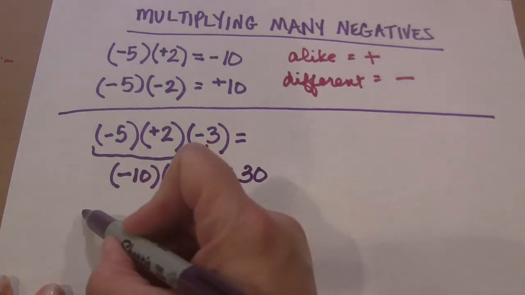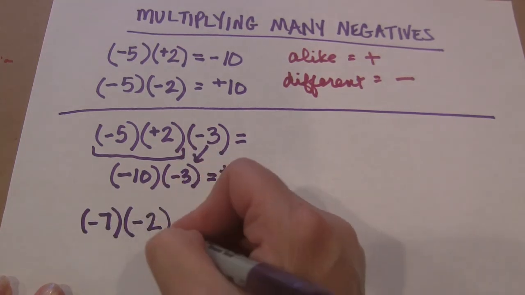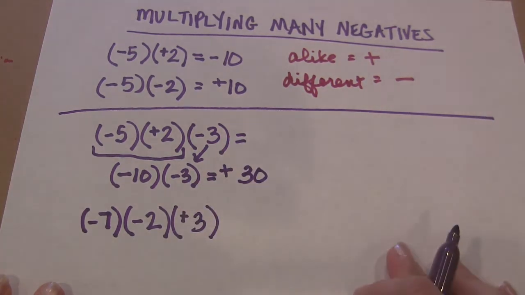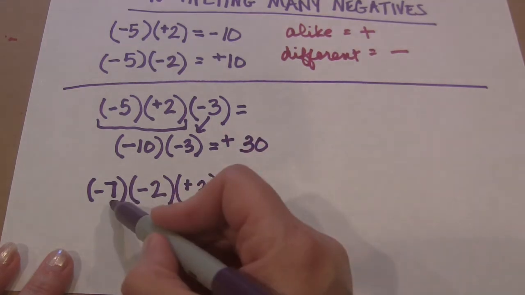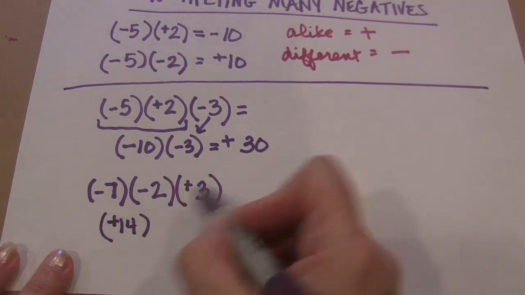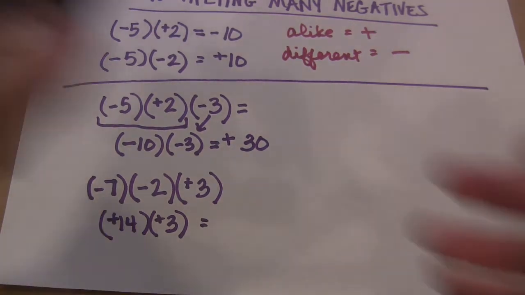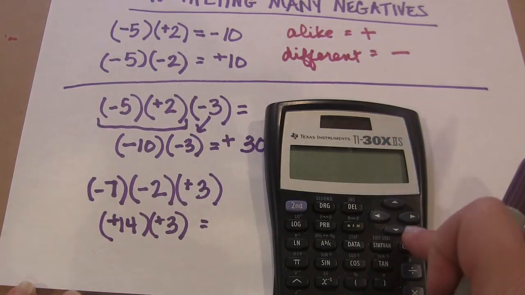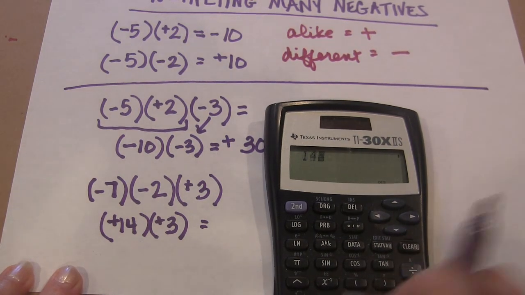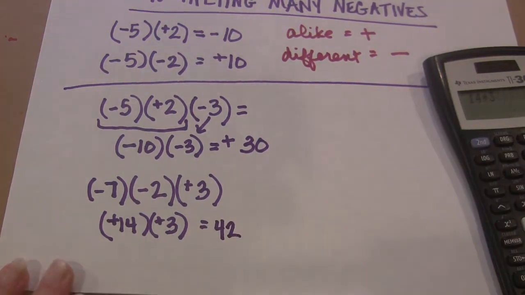So if you have a negative 7 times a negative 2 times a positive 3, what do you get? Well, negative 7 times negative 2 is positive 14 times a positive 3. You can either do that math in your head, or you could pull out your handy dandy calculator, which is not at all cheating now that you have reached algebra. Oops. 14 times 3 is 42. And that's how you would do that.